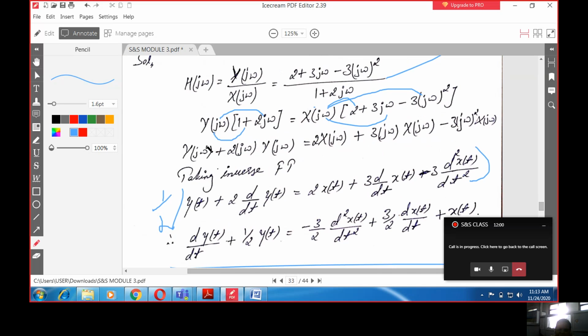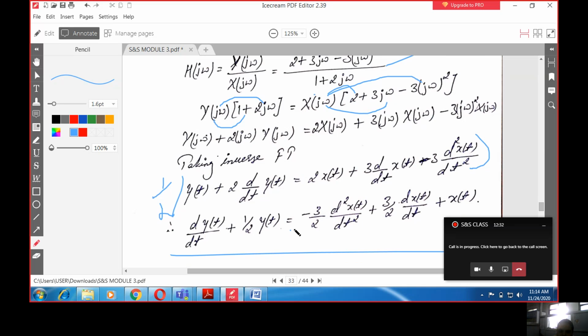Then you will be getting this equation, that is Y(jω) + 2 jω Y(jω) = 2 X(jω) + 3 jω X(jω) − 3 (jω)² X(jω). Then taking inverse Fourier transform, you will be getting y(t) + 2 dy(t)/dt = 2 x(t) + 3 dx(t)/dt − 3 d²x(t)/dt².